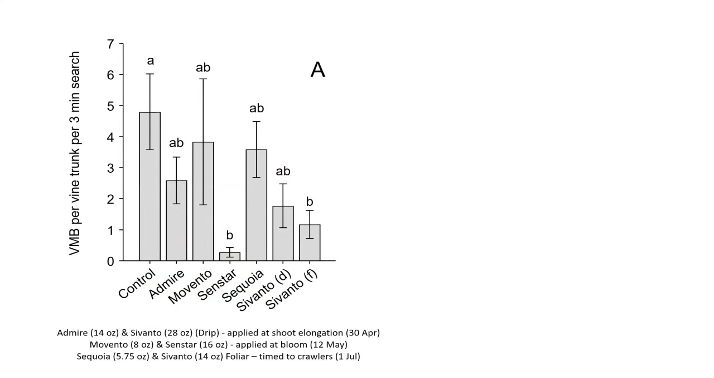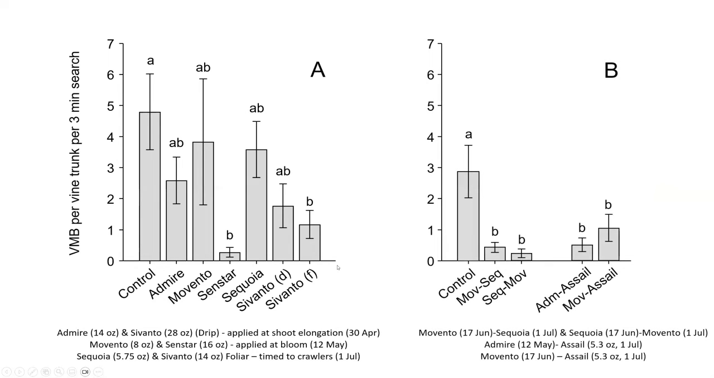So we spent a lot of time looking at chemicals to control, and here's looking at Movento, Sequoia, Savanto as a drip, Savanto as a foliar, vine mealybug per trunk, nothing great. When we had 2 products, Movento followed by Sequoia, Sequoia followed by Movento, and Movento followed by a sale, much better. So I think now we're in the realm where we have to consider in some vineyards 2 modes of action, 2 applications to control the mealybug on the trunk.